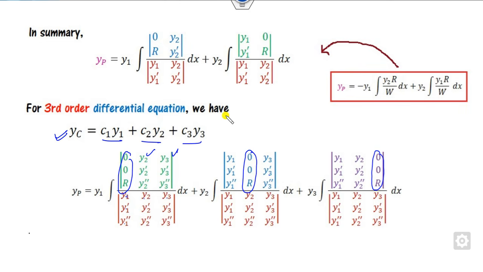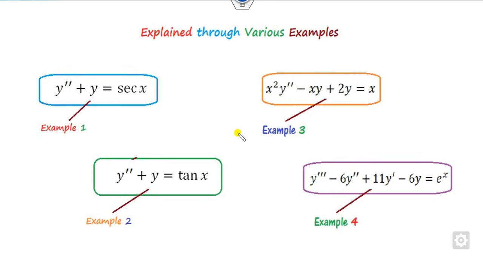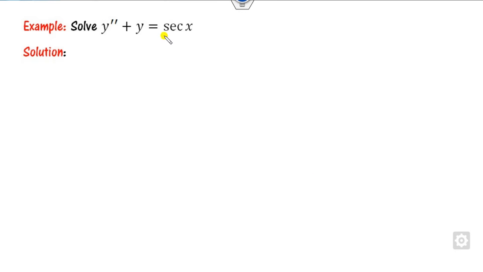Now, in order to explain how you can solve these, we will see these four examples in this part B. So let's start with the first one. Since the right-hand side is secant of x, your first target is to compute yc and yp.